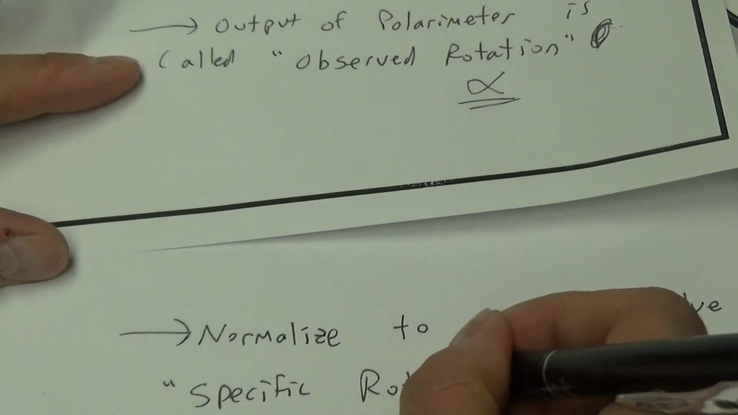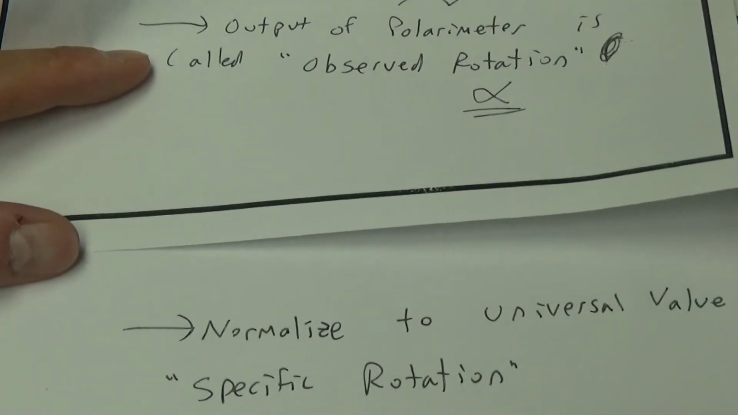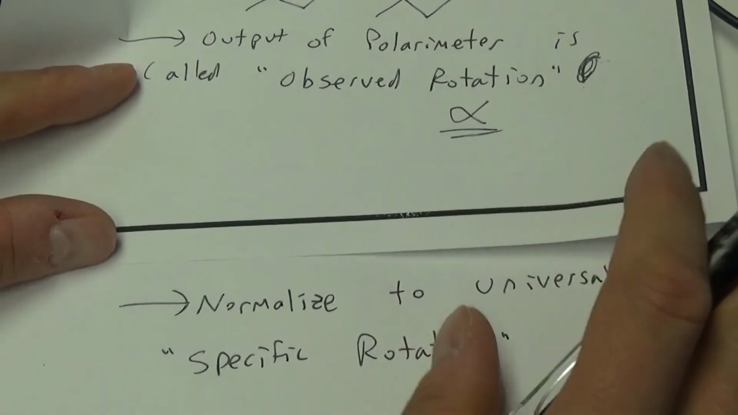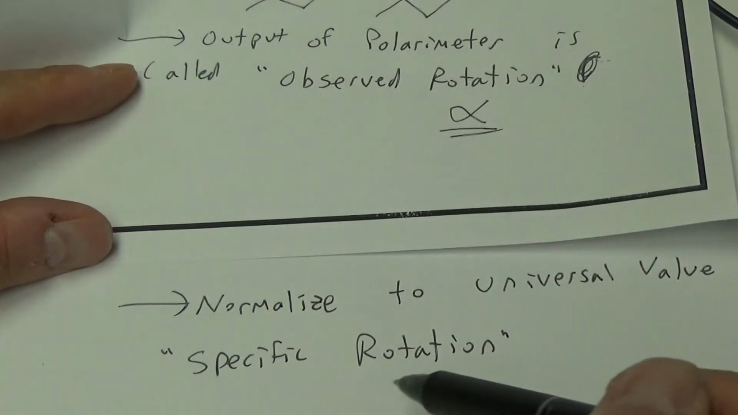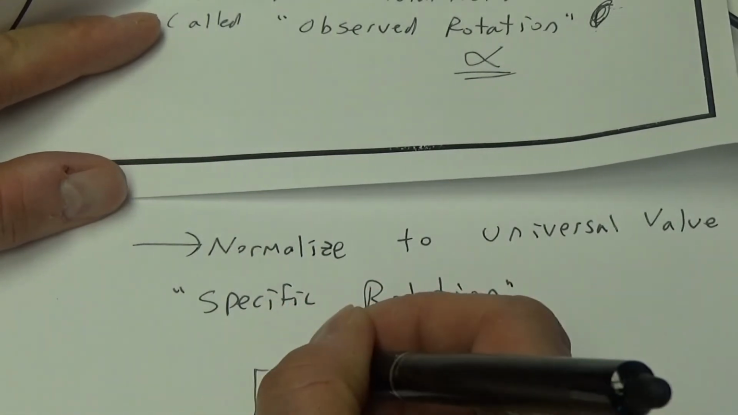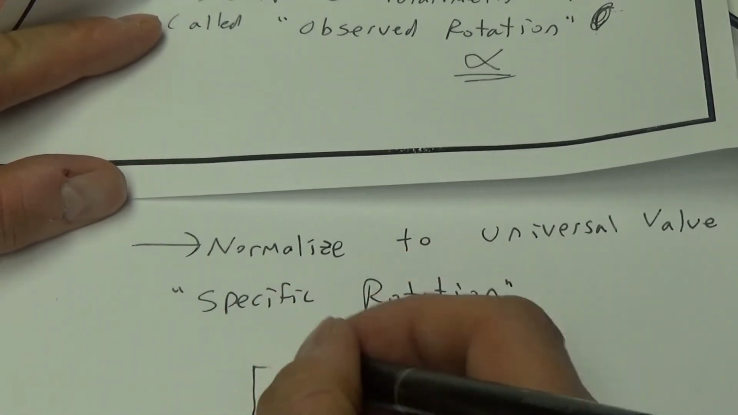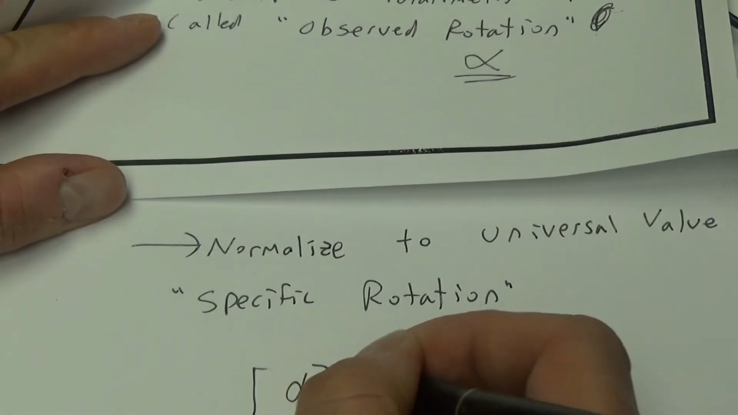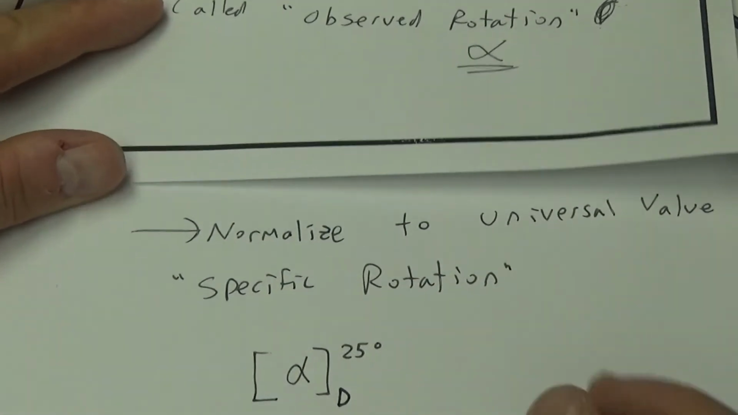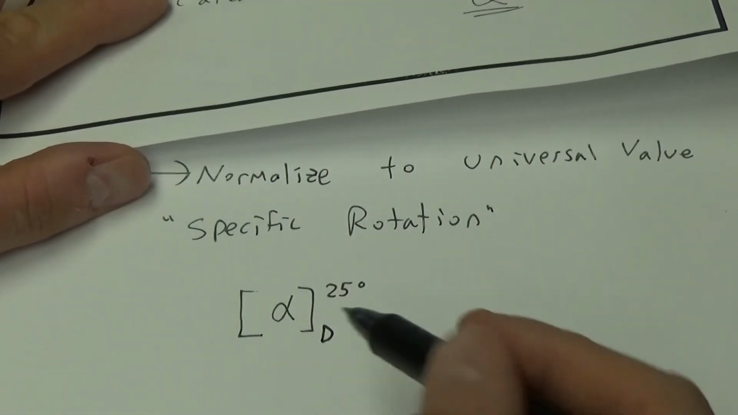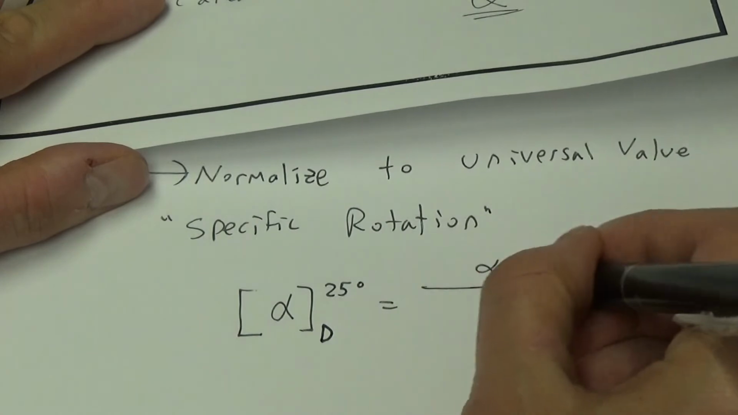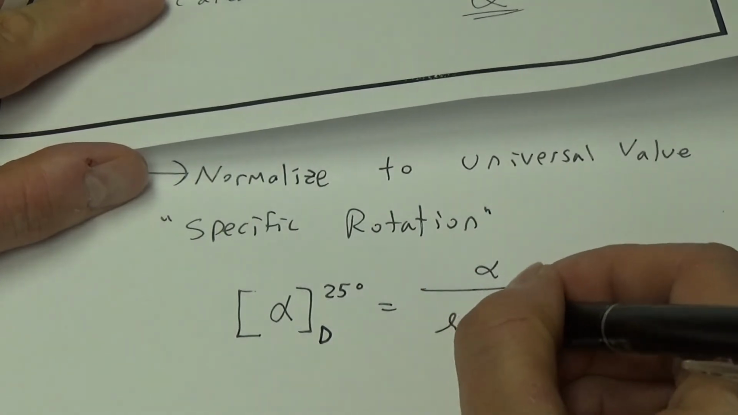This is done in science a lot. We'll measure something and then we'll apply a formula so that we have a universal number that's used throughout the world. And specific rotation is that. So what is specific rotation? It's bracket alpha, D as in dog, 25, and this is equal to the observed rotation, alpha, divided by L times C.